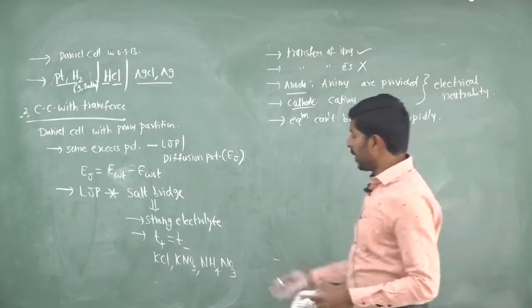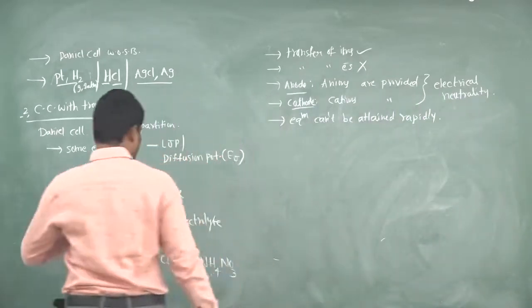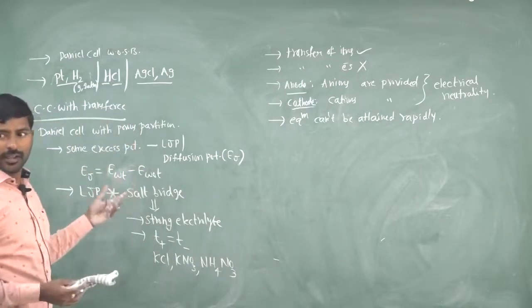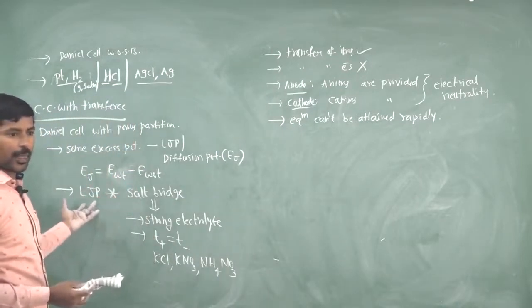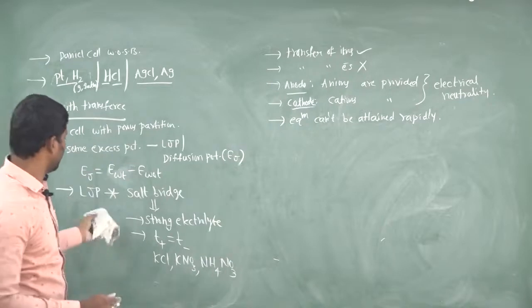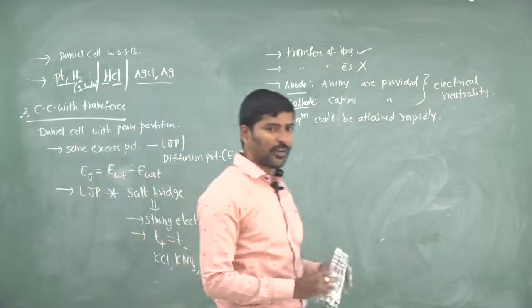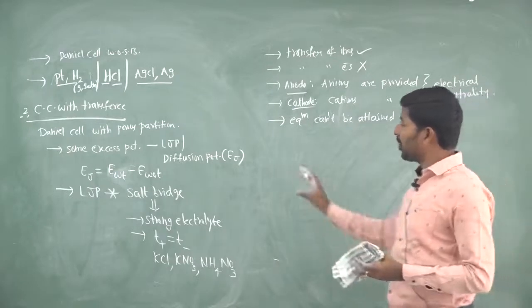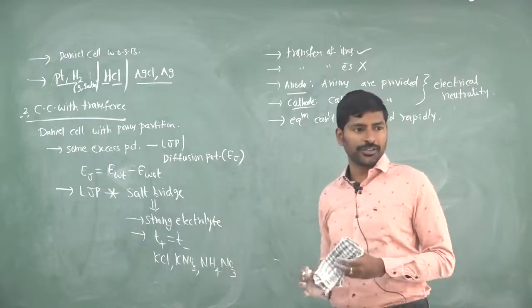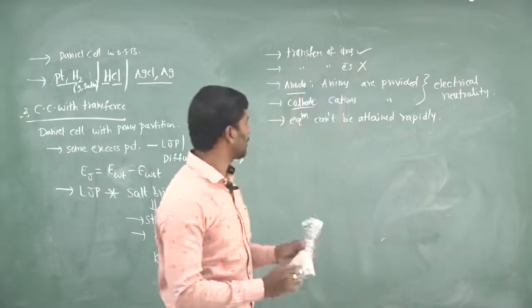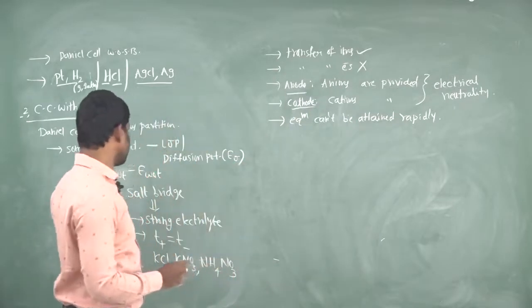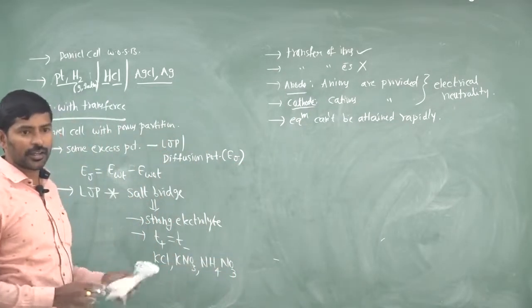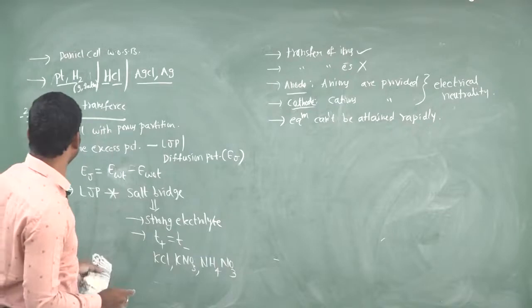Because electron flow takes place freely, equilibrium cannot be attained fast. And we take the salt bridge in the form of a gel by using agar-agar or gelatin. By using agar-agar, it can be jellified, in the form of a gel, to avoid diffusion effects.